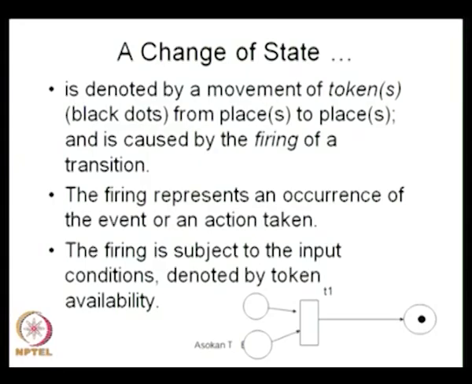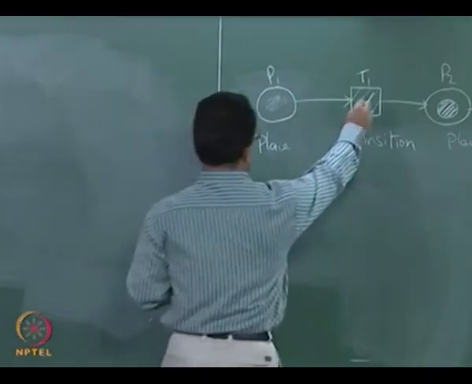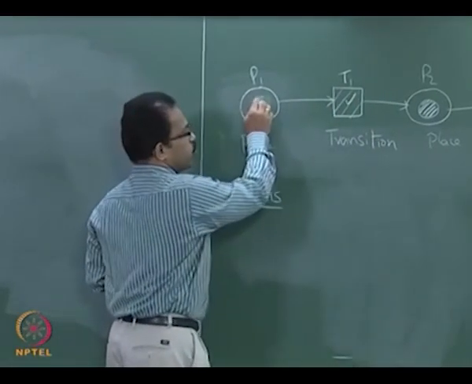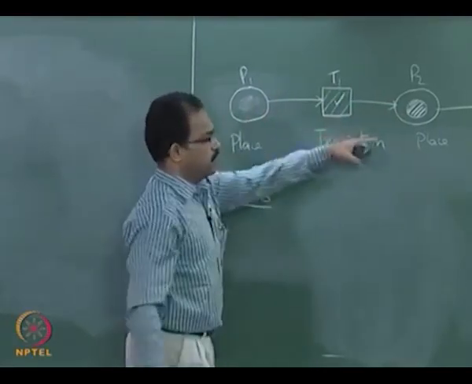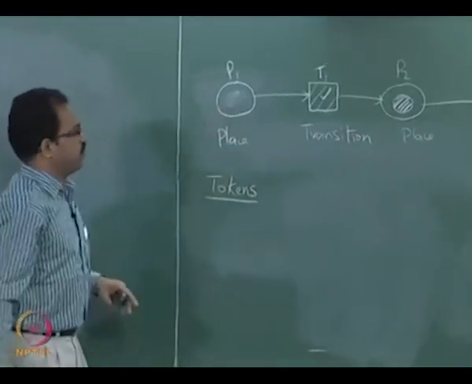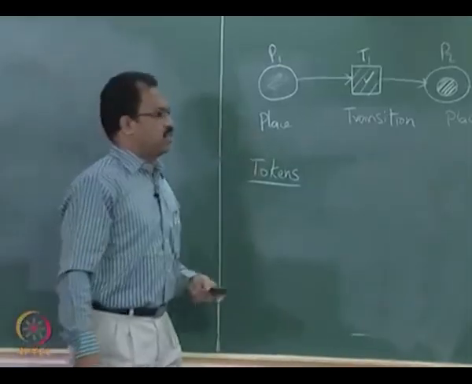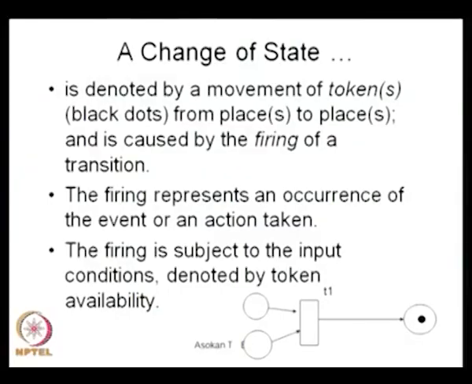This change of state is denoted by movement of token from place to place and is caused by the firing of a transition. The firing of the transition causes the token to move from this place to this place. That represents the change of state of that particular function or process. The firing represents an occurrence of an event or an action taken, and the firing is subject to the input conditions denoted by tokens. That is another important point: the firing is subject to the initial conditions.